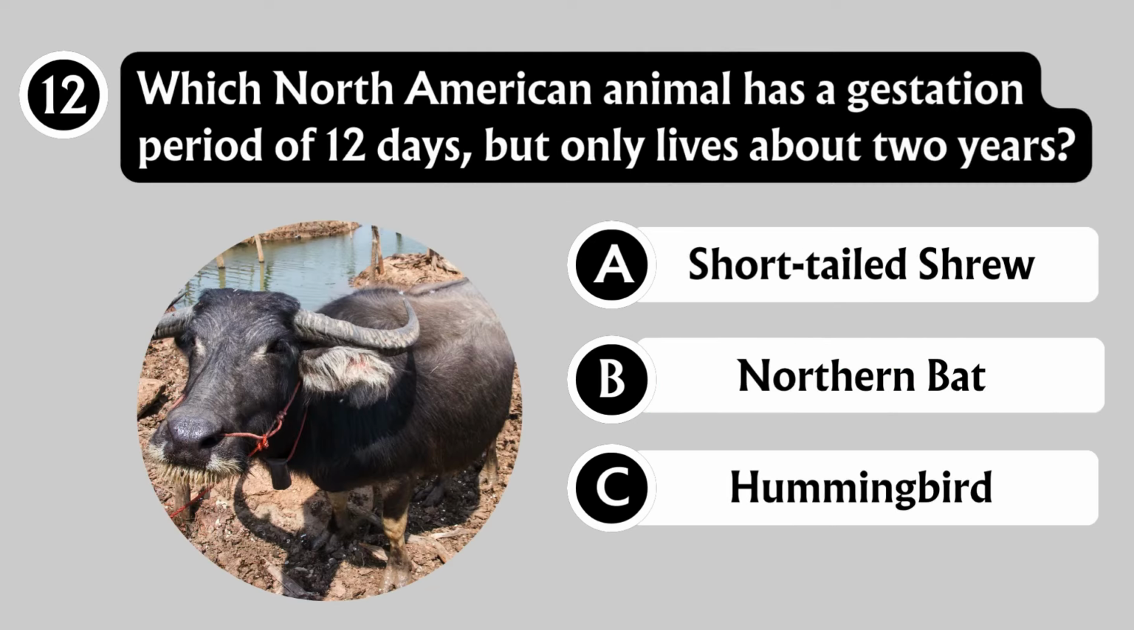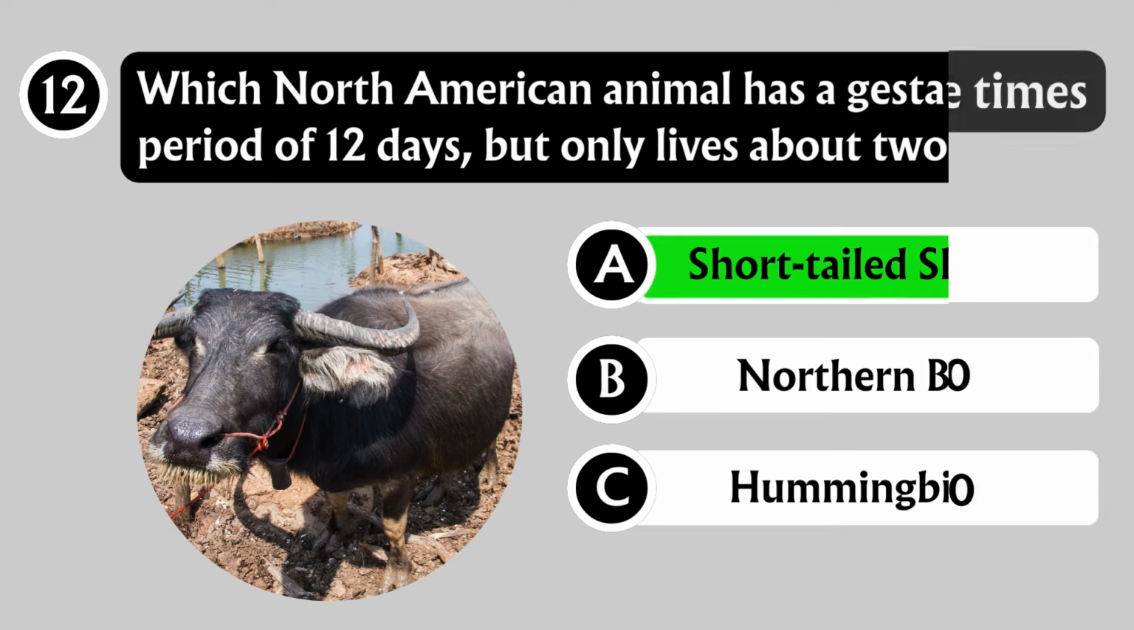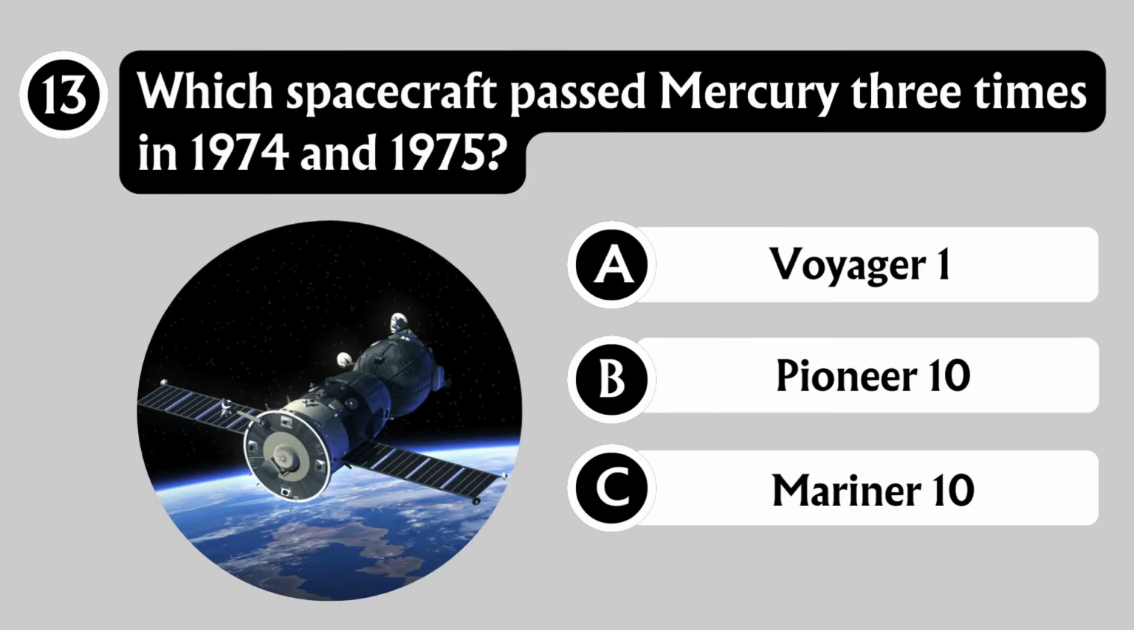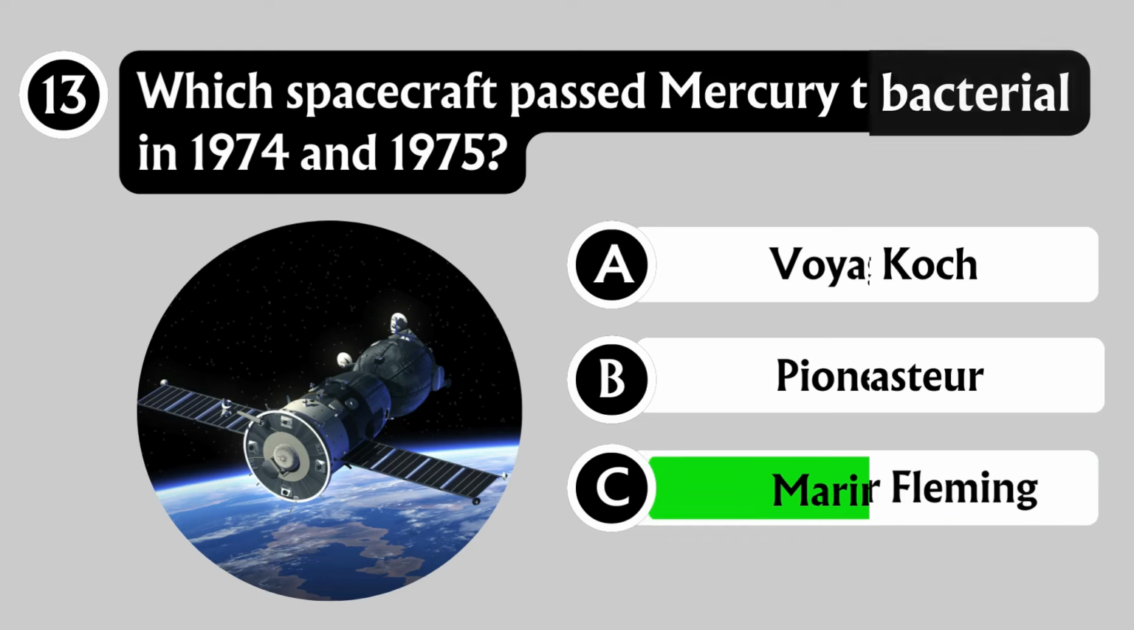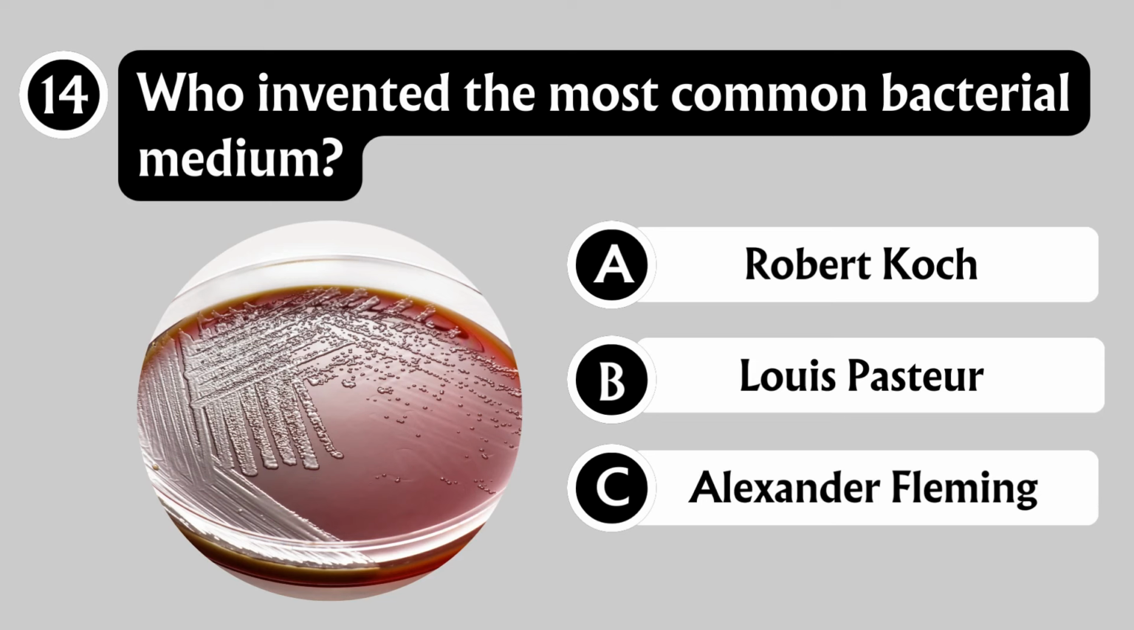Which North American animal has a gestation period of 12 days, but only lives about 2 years? Short-tailed shrew, northern bat, hummingbird. Short-tailed shrew. Which spacecraft passed Mercury 3 times in 1974 and 1975? Voyager 1, Pioneer 10, Mariner 10. Mariner 10. Who invented the most common bacterial medium? Robert Koch, Louis Pasteur, Alexander Fleming.